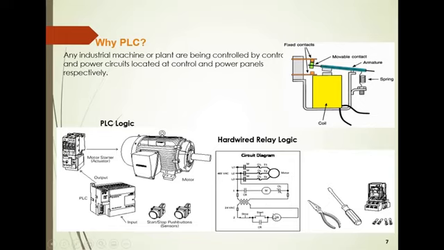For example, if you press the start button, then the motor should be on. If the motor is overloaded, then it should stop. If you press the stop button, then it should stop. So this type of control wiring you have to do. And if you want to operate another motor, then you have to do this wiring again, because you cannot copy this wiring and paste it. So this is the disadvantage.